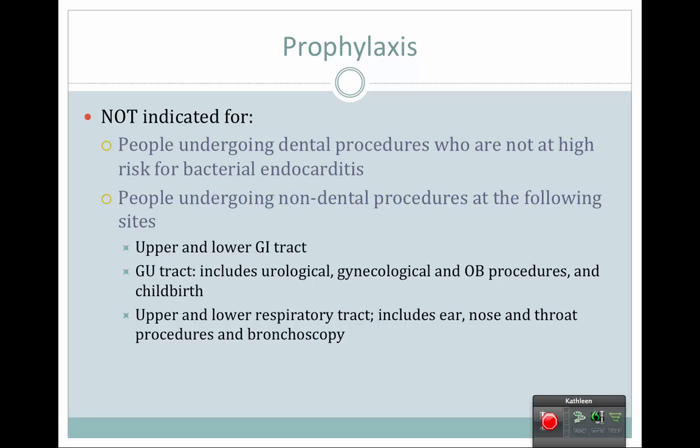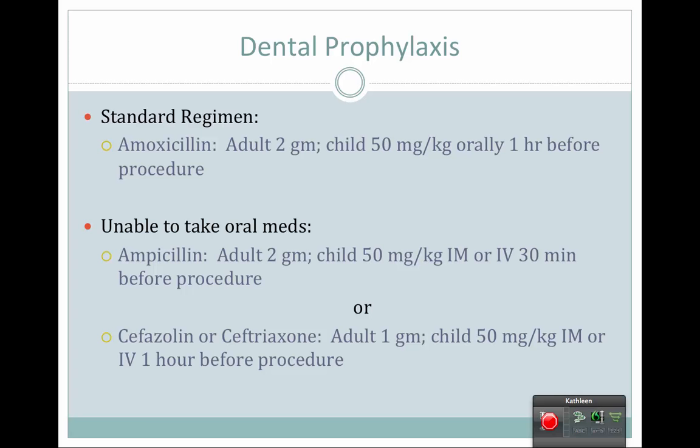People undergoing non-dental procedures at the following sites: upper and lower GI tract, which includes urologic, gyno, and OB procedures in childbirth. Also, individuals with upper and lower respiratory tract procedures, including ear, nose, throat procedures, and bronchoscopy. These are not indicated for prophylaxis.